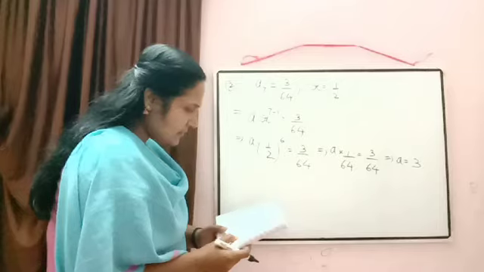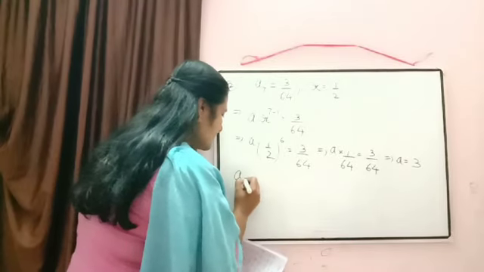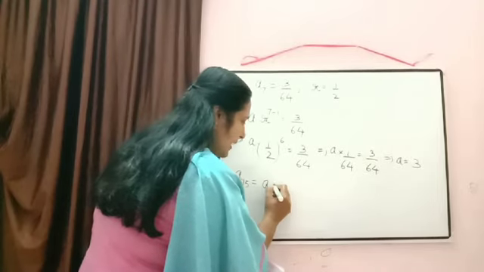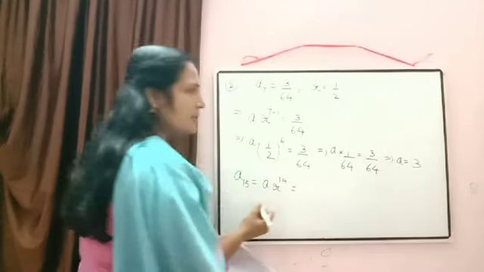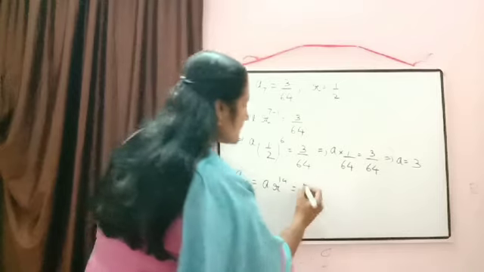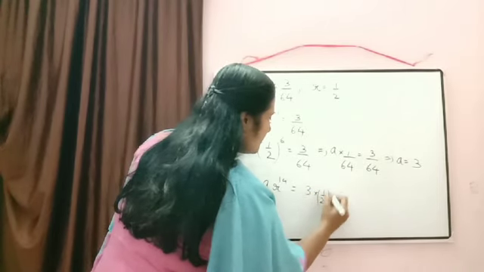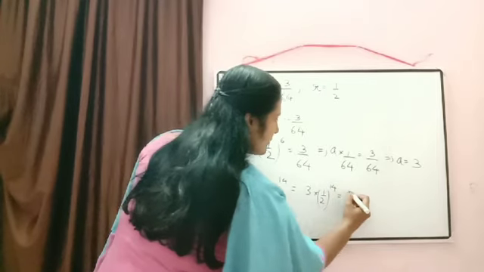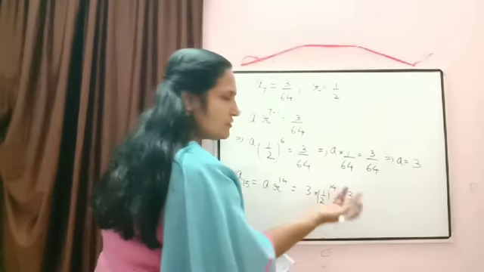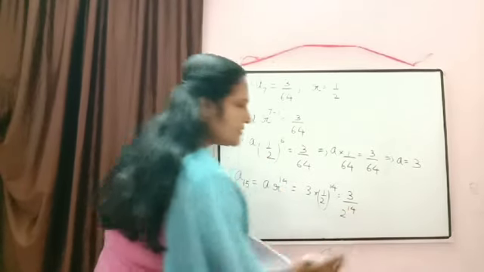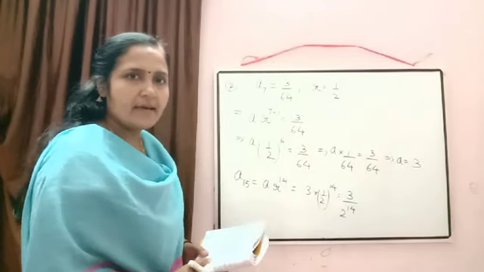Now what do we have to calculate? The 15th term. So A15 is equal to A into R raised to 14. Now substitute the values: A is equal to 3, and in place of R we have 1 by 2 raised to 14. So you can write it this way: 3 into 1 raised to 14, which is 1 only, so 3 by 2 raised to 14. Is it clear? Okay. Now we can check the next question.